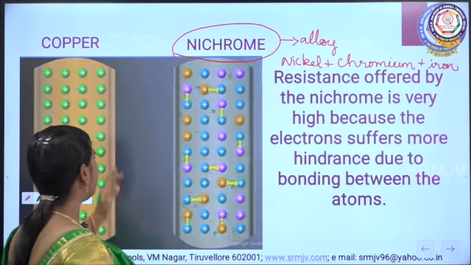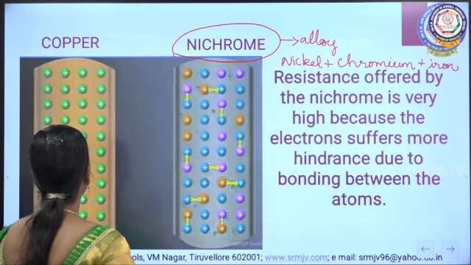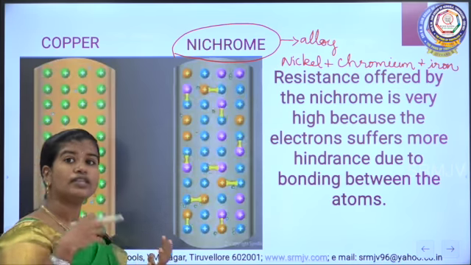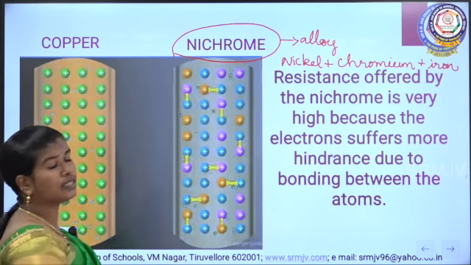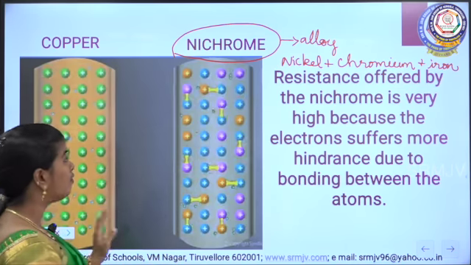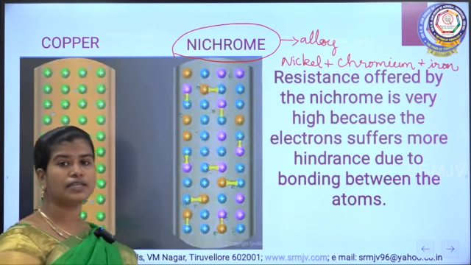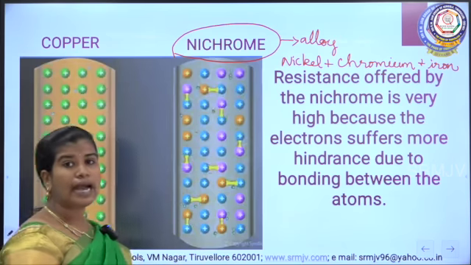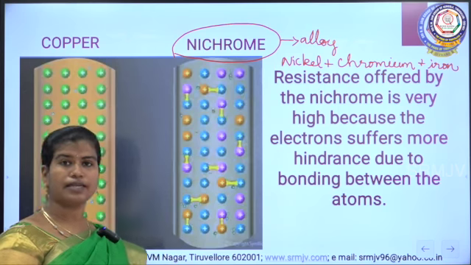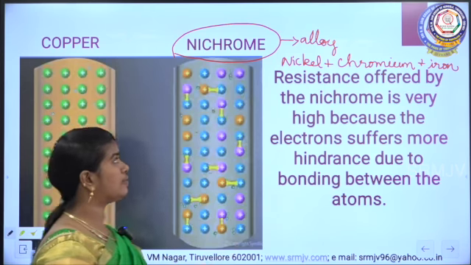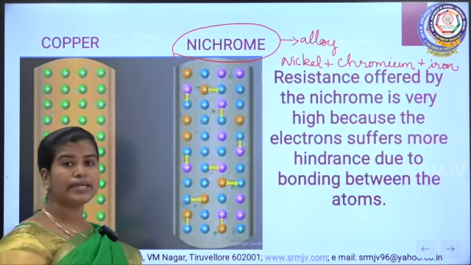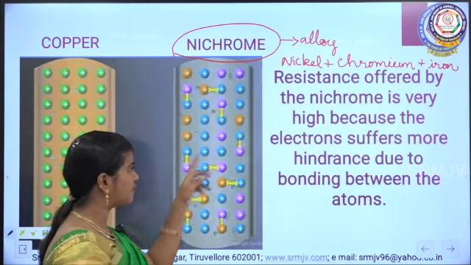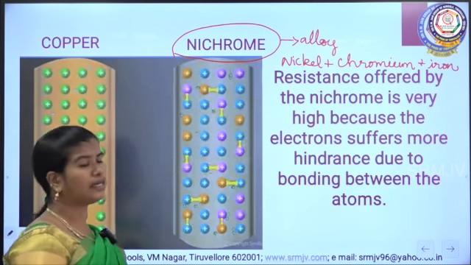But here is the picture of the copper I have given. The wire which has not turned into a different color is the copper wire. Why is this nichrome wire turning red hot, and not this copper wire? Because of the atoms present inside the nichrome wire. As I said earlier, nichrome is a combination of 3 different metals. These 3 different colors indicate the different metals.